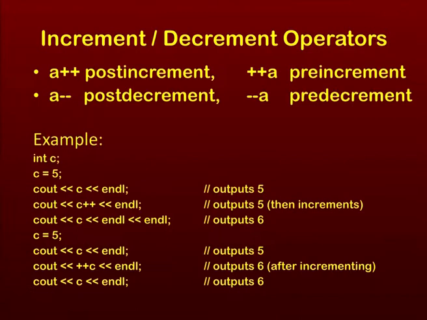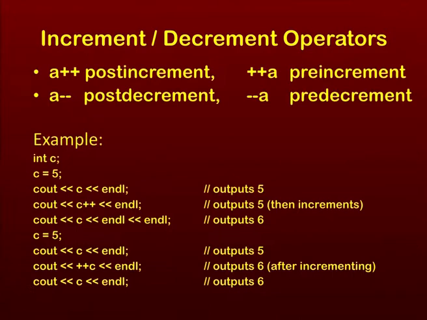If I write cout << c++, that means the value is again 5 because the value will be first printed and then incremented. And if I write now cout << c, then the output will be 6. You see that after the c++ statement is executed, the value will be incremented by 1.